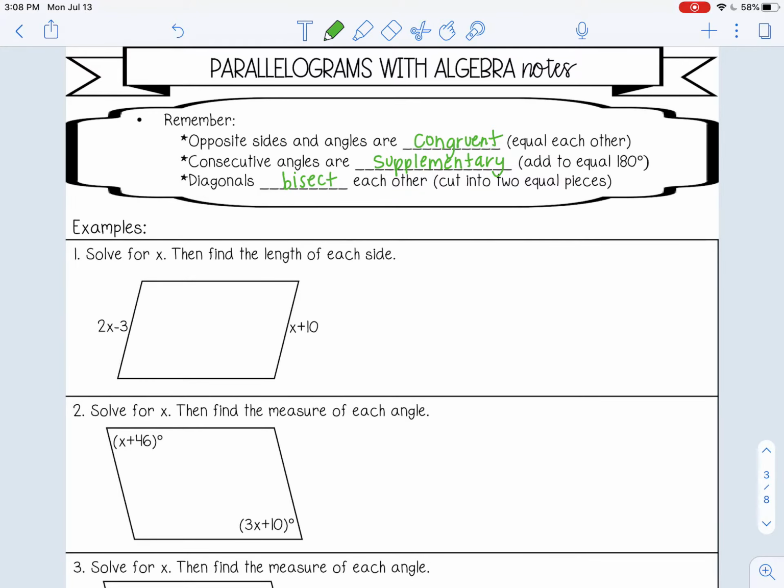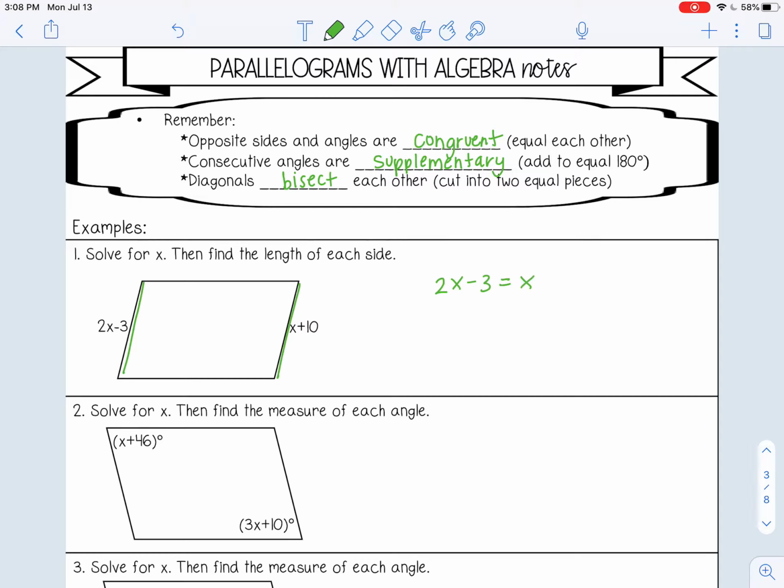So number 1 says solve for x, then find the length of each side. So on these problems, you want to determine if the expressions are equal or if they are supplementary. They're either going to be equal, so you set them equal to each other, or they're going to be supplementary, which means you add them and set them equal to 180. So these are opposite sides. So these expressions are going to be equal to each other.